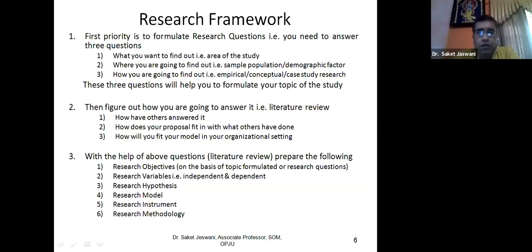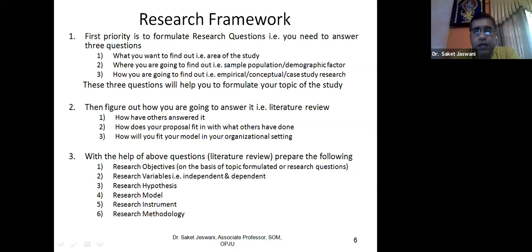Second is where you are going to find out, that is from where you will collect the data, who will be your sample population, what will be their demographics. And the third one is how you are going to find out, that is which research design or method you will implement in finding the solution to your problem. Either you're going for empirical research or conceptual research or case study research. You have to decide all these things before starting your research work.